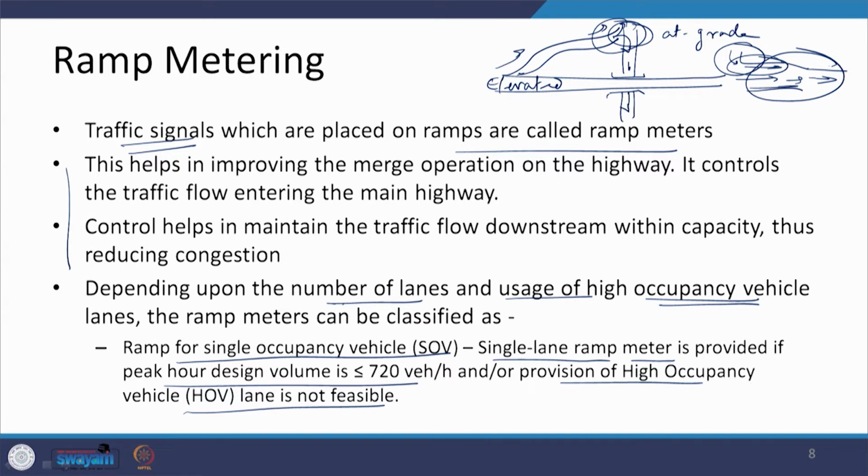So, these two things, one is the design hour volume to be looked at, another is the feasibility of an HOV lane to be looked at. So, based on that it is going to define.